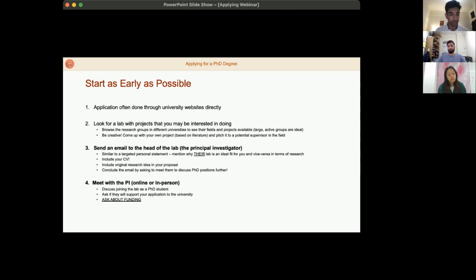And then the last bit, well, the second to last bit is actually meeting the PI. And there's a few questions that you should really ask them. And we'll talk a bit more about that in a later slide to do with interview tips and tricks. But you should ask them whether they'll support your application to the university, because although you apply to a university, they're the ones who are going to be monitoring you and managing what you do, your project. If you need any help, they'll be the ones you go to. So it's really important, and you're much more likely to get in if they directly support your application when you make it. And yeah, the most important thing is asking for funding, and we'll reiterate that later on as well.